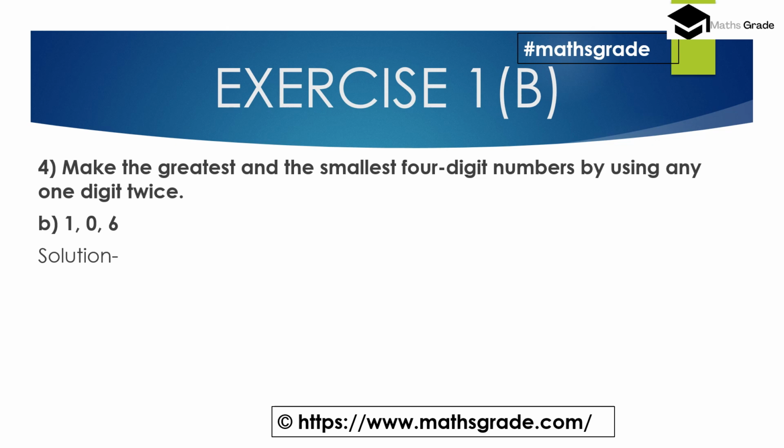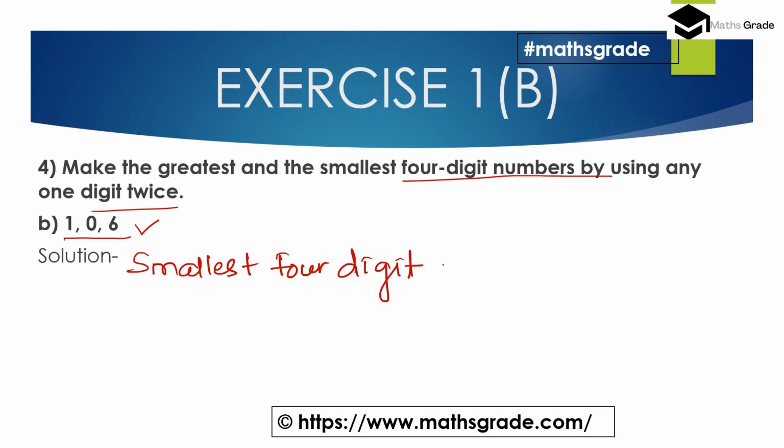Now is our question number 4, second part. The digits are 1, 0 and 6. These are the three digits given, and we have to make the smallest and the greatest four digit number by using any one digit twice. So the smallest four digit number: the smallest digit is 0, but this is a four digit number. We cannot use the 0 at the first place. So we use the digit 1, which is the smallest digit after 0.